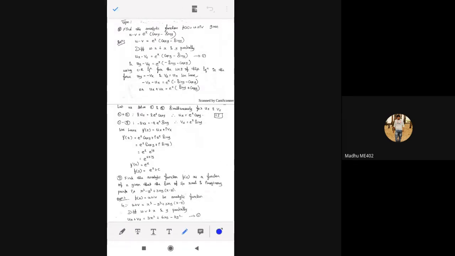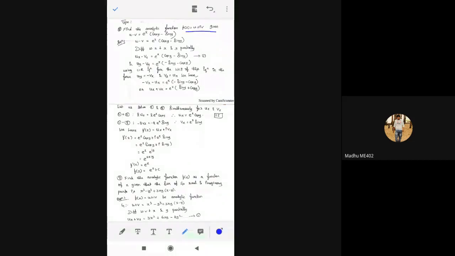See, whenever a question is like this, it is very much different. So understand this problem correctly. Then the next problem will definitely be easy for you. So find the analytic function f of z is equal to u plus iv, given u minus v is equal to e power x of cos y minus sin y.